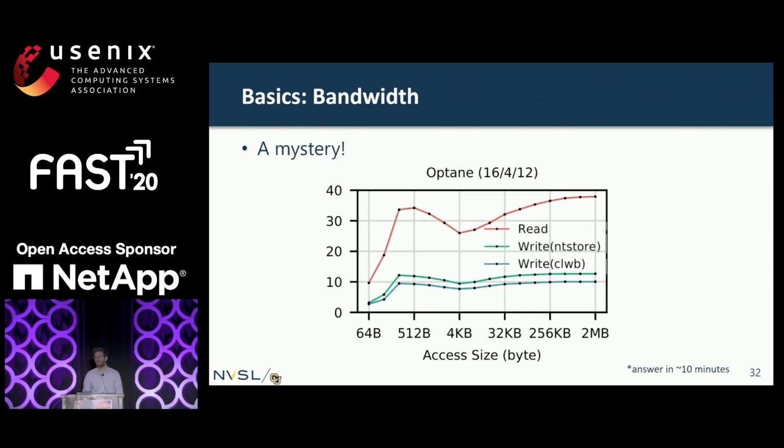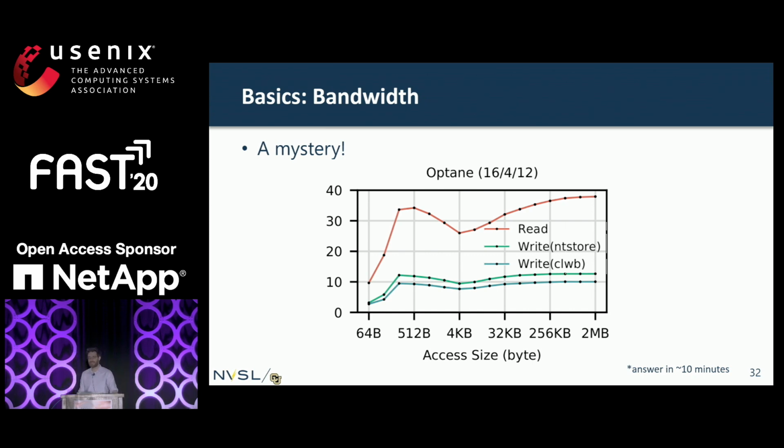So before we move on, I'm going to leave you with a mystery. This graph stumped us for a long period of time. This is bandwidth with respect to access size on interleaved Optane DIMMs. And in systems, you really expect most graphs to be monotonic. And so this really stood out to us as something extremely weird.